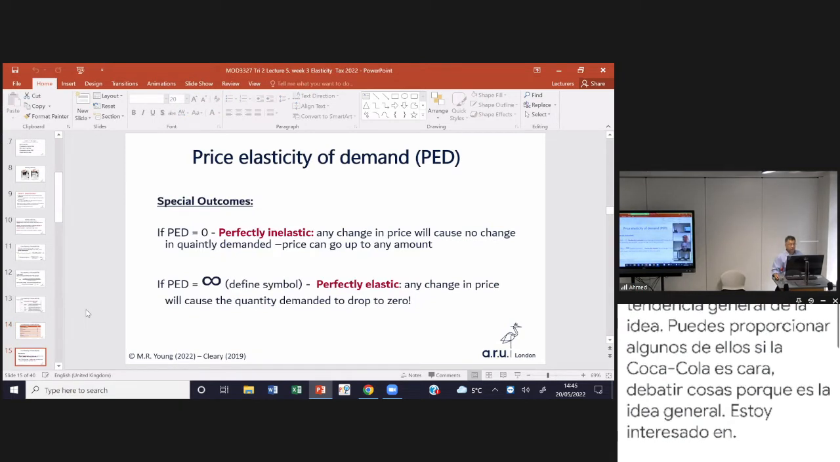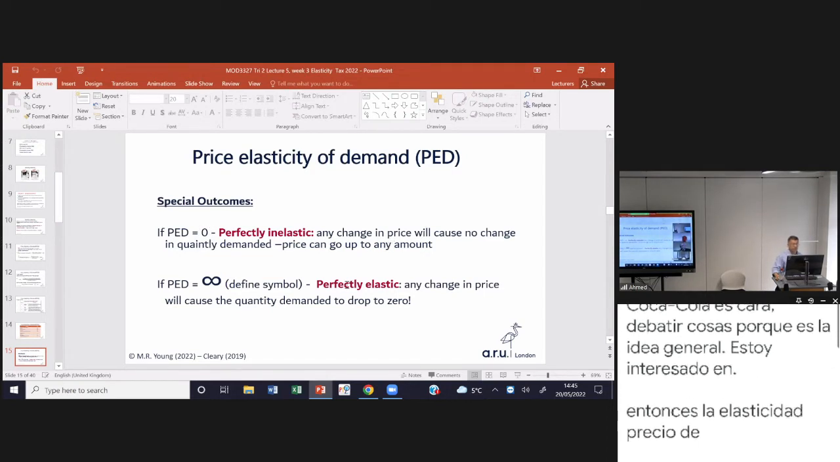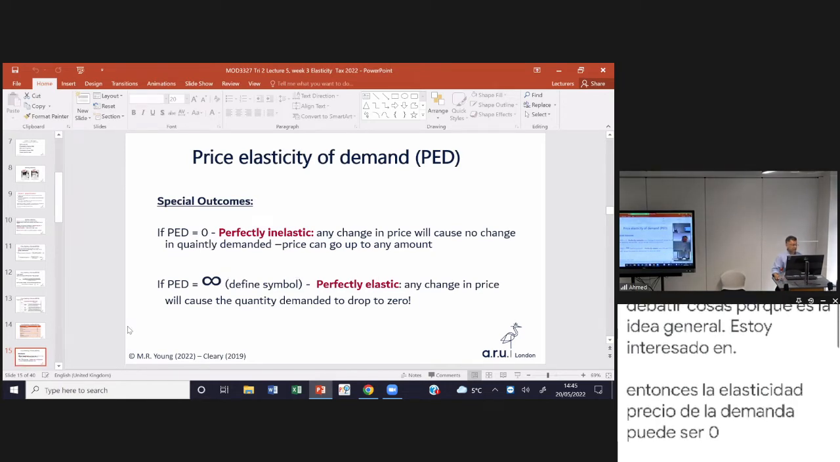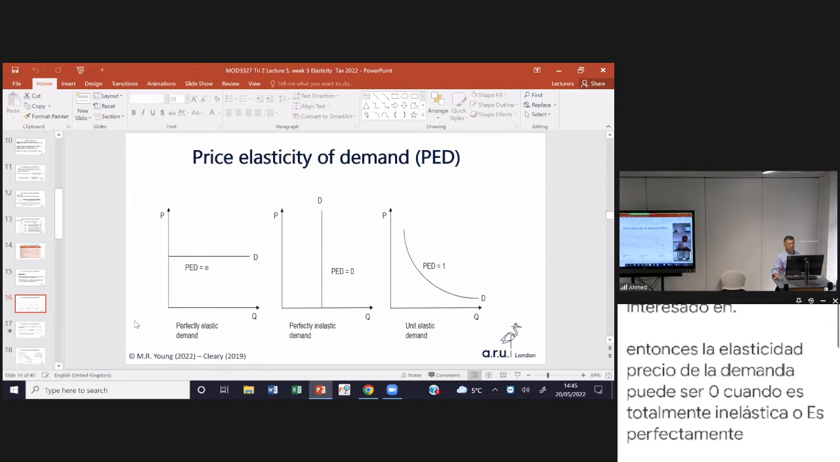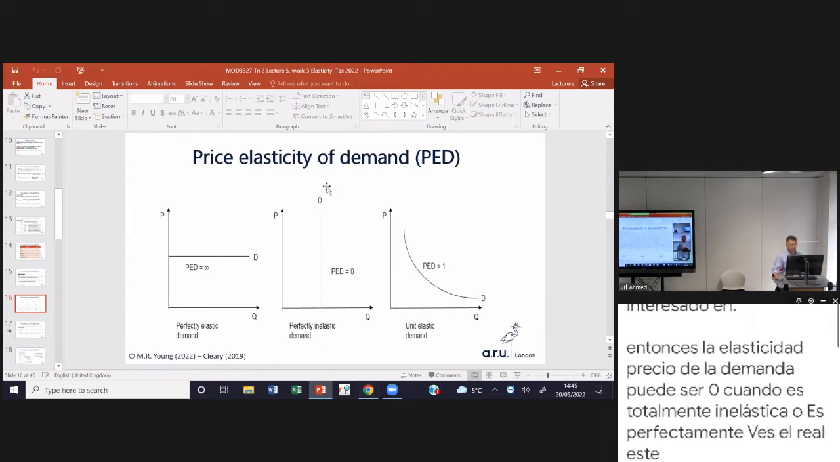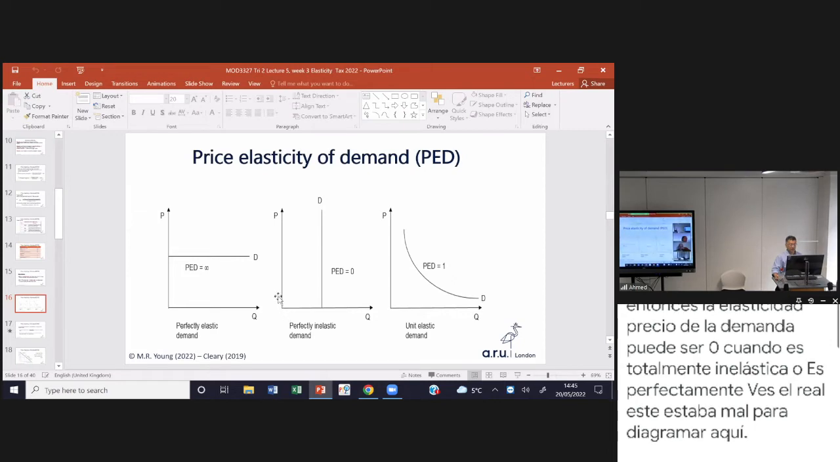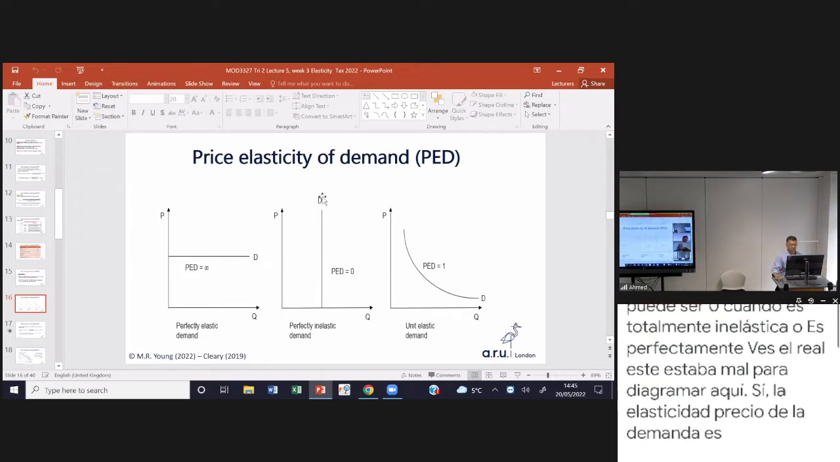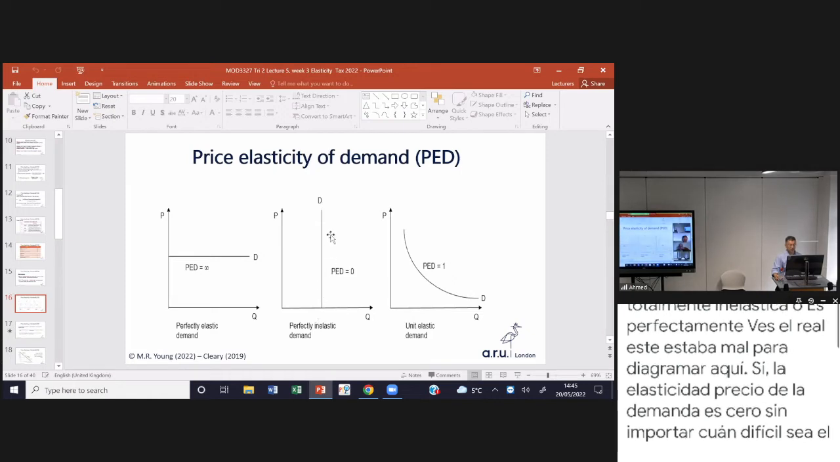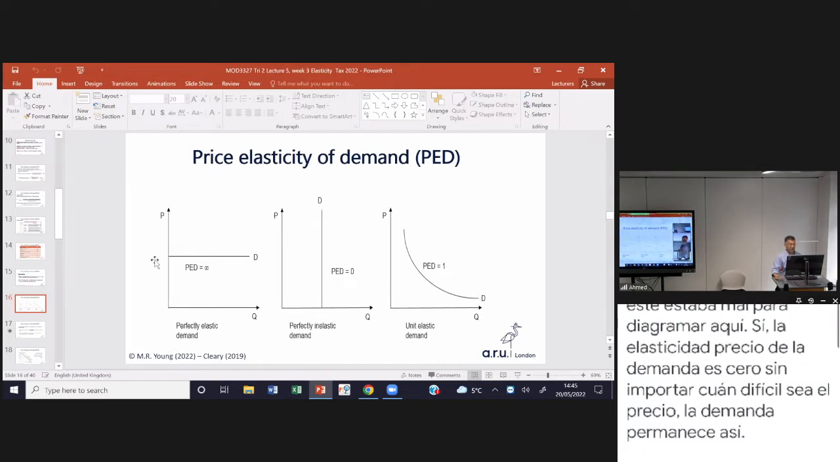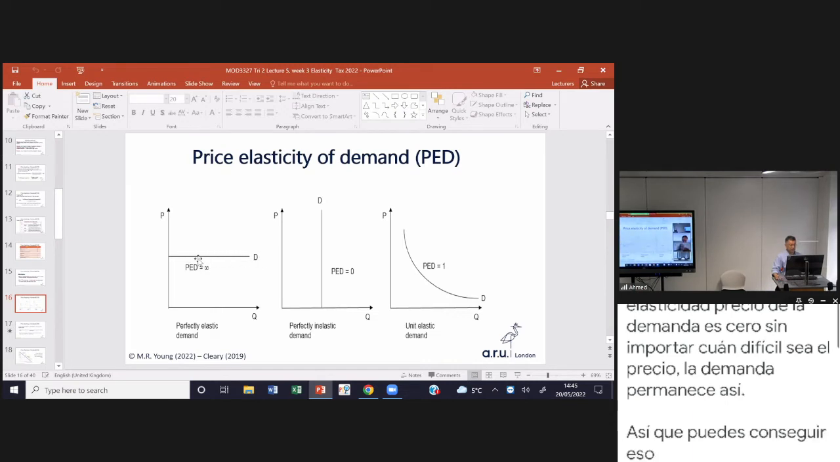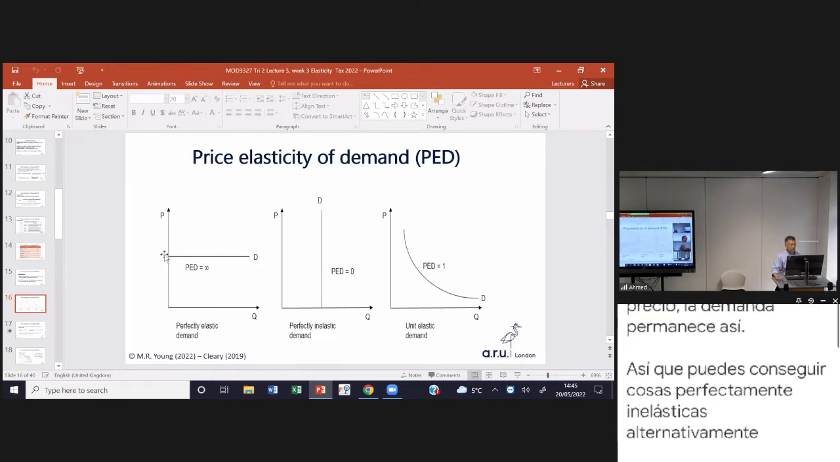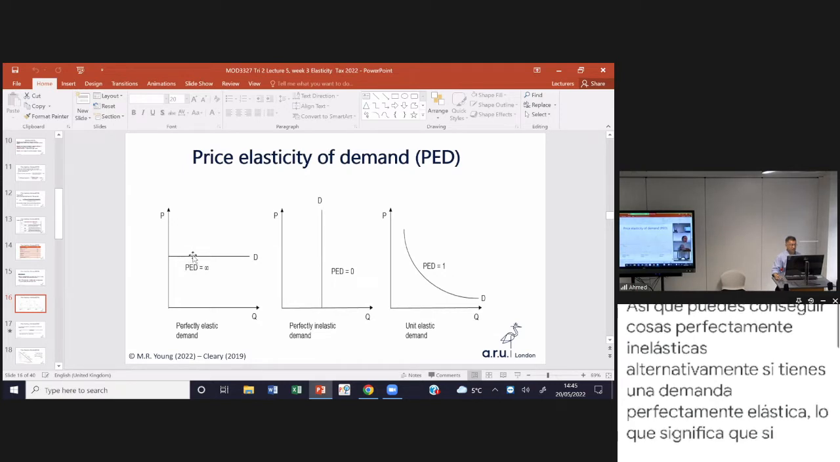Generally, okay, so the price elasticity of demand can be zero if it's totally inelastic, or infinity if it's perfectly elastic. You see the actual diagram here. Here, the price elasticity of demand is zero. No matter how high the price, the demand remains like this. So you can get that perfectly inelastic case. Alternatively, you can get perfectly elastic demand, which means that if the price is this much, the quantity can be anywhere on here.